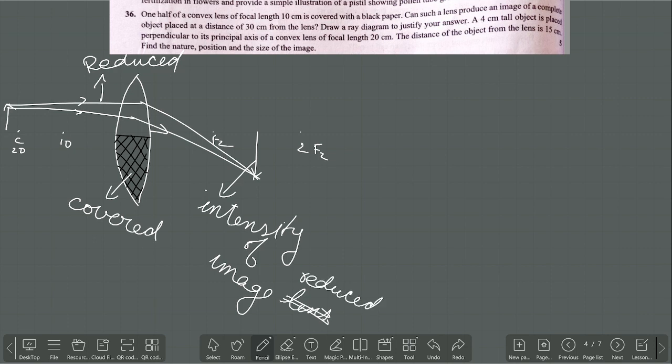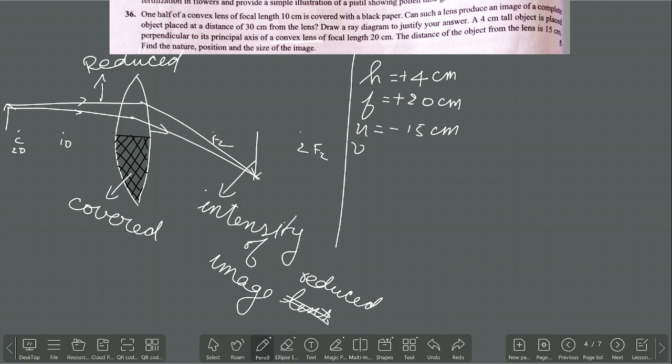Next. A 4 centimeter tall object is placed perpendicular. 4 centimeter tall object represents the height of the object. Height of the object means plus 4 or minus 4? Plus 4, as it is placed above the principal axis, and the focal length of the lens is f equal to 20 centimeter, plus 20 or minus 20? Here also plus 20 because the nature of the lens is convex. The distance of the object from the lens u is equal to 15 centimeter. Apply the sign convention and then say the value of u. So minus 15. Find the nature, position, size of the image.